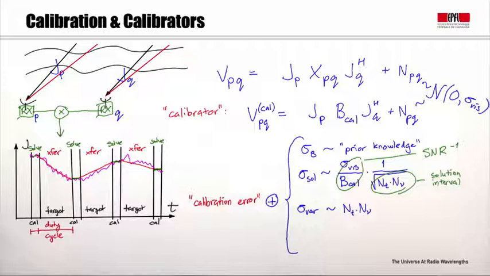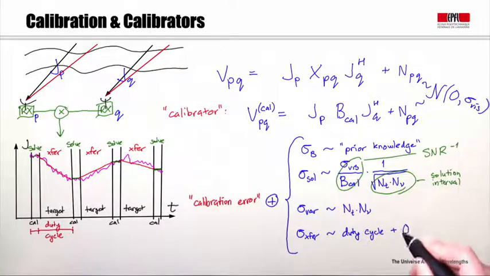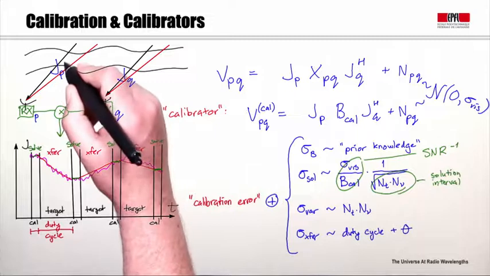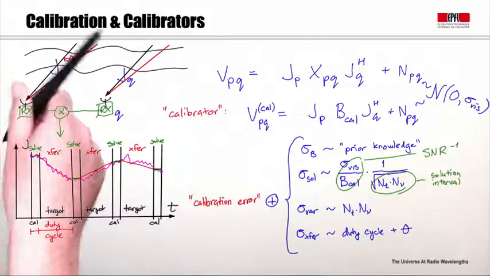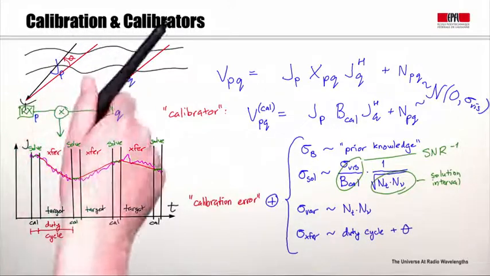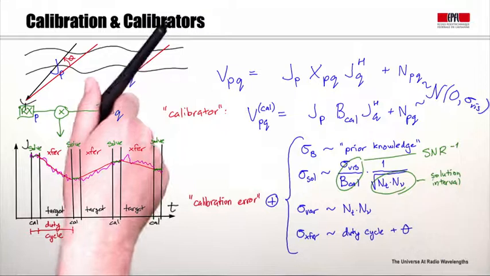Don't we also make errors when interpolating these solutions? Indeed, we do. And you can see it here as the difference between the purple curve and the red line. We introduce another error in the interpolation. Let's call it sigma transfer. Now, obviously, this error is going to go up if you make the duty cycle longer, so if our calibrators are further apart. But also, it's going to go up with the angle theta here. And theta is the angle giving us the separation between the source and the calibrator. Because obviously, the further apart the source and the calibrator are, the more they're looking through a different atmosphere, a different signal path.